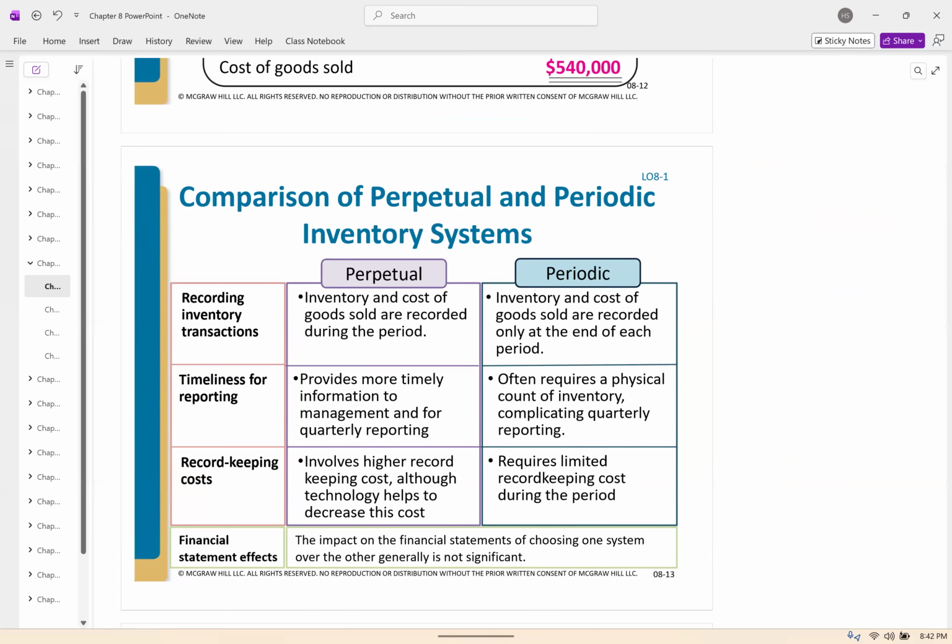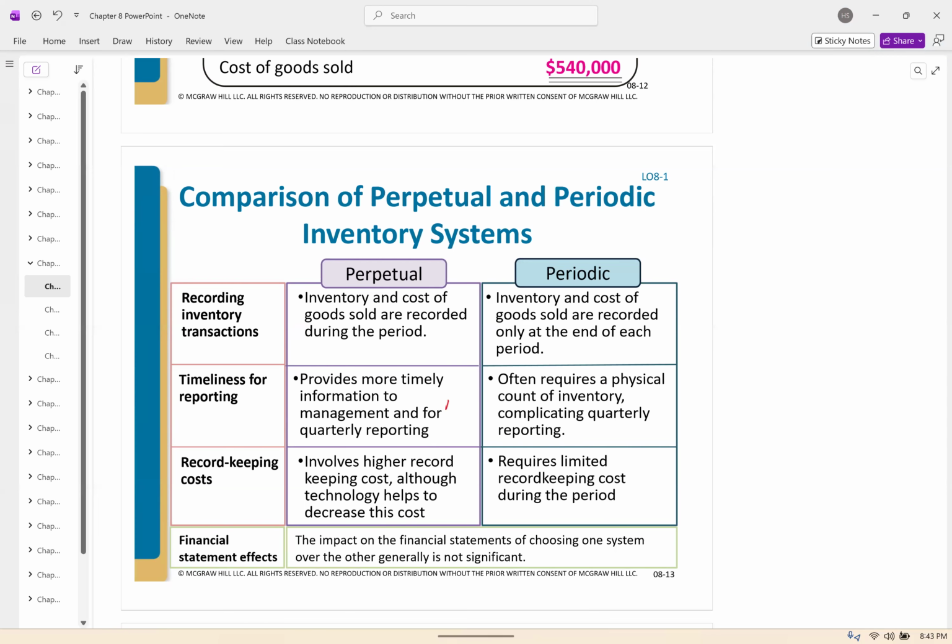Okay, so here's a little comparison of perpetual and periodic. Perpetual, we're always recording either the inventory coming in or inventory going out. Okay, it does provide us better information. It's more timely. It's easier for your salespeople to look in the system and see how much you have. Okay. It does involve higher record keeping cost, but the technology that has come along makes that cost go way down.